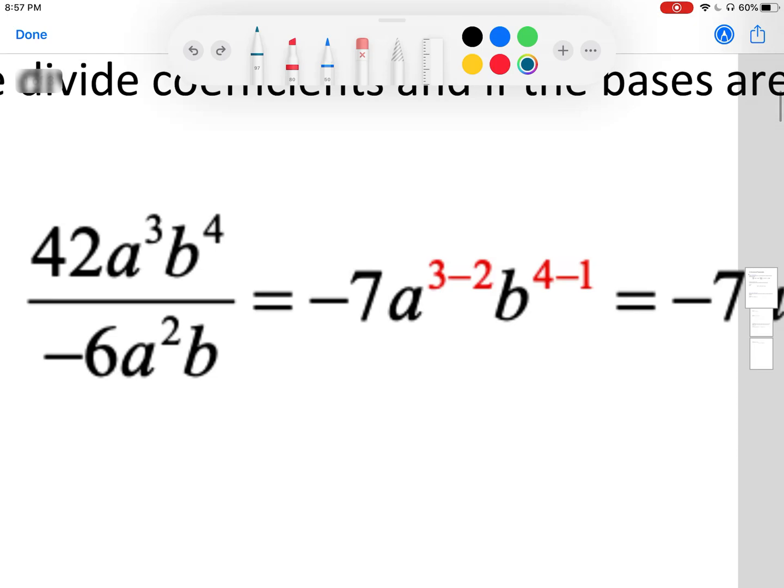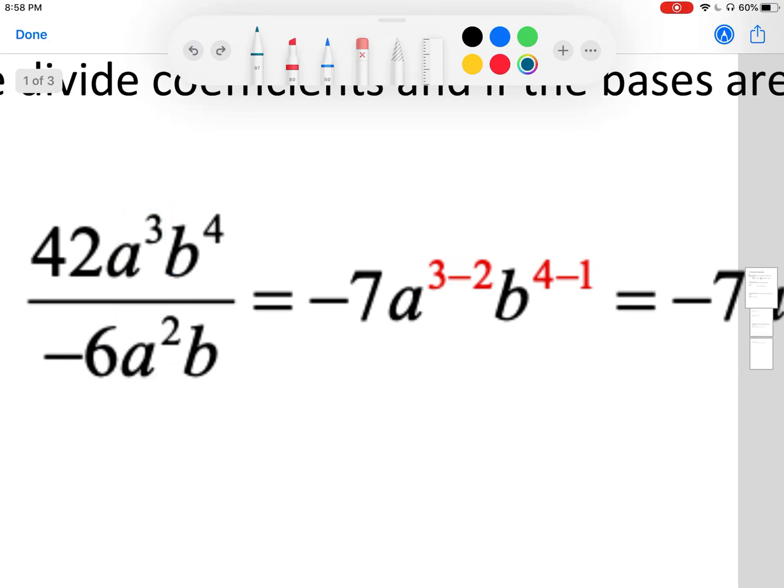Now for the second example, we can divide. Looking at the coefficients, 42 divided by negative 6 gives us negative 7. Now let's look at the variables separately. For a, we have a cubed over a squared, so we have 3 minus 2.